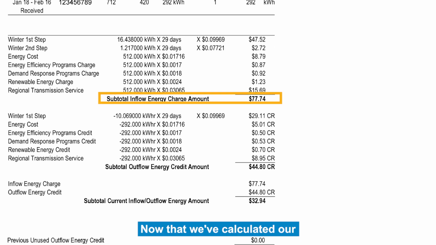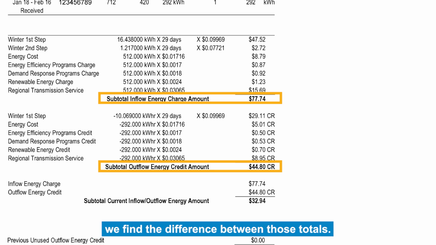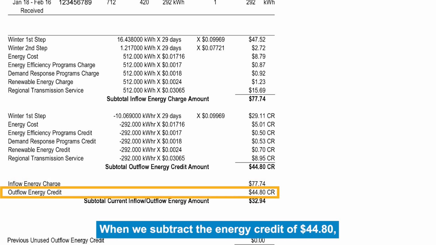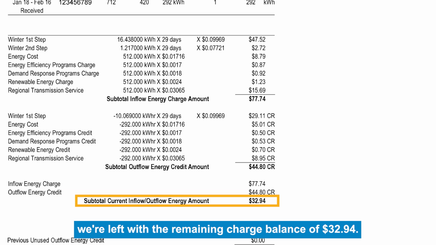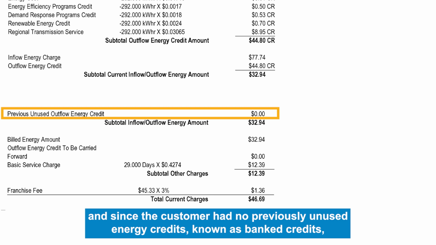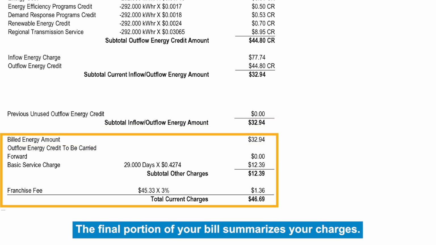Now that we've calculated our inflow energy charge and outflow energy credit, we find the difference between those totals. The energy charge is $77.74. When we subtract the energy credit of $44.80, we're left with the remaining charge balance of $32.94. Because this example home consumed more energy than its system produced, and since the customer had no previously unused energy credits known as banked credits, the customer's billed energy amount is $32.94.